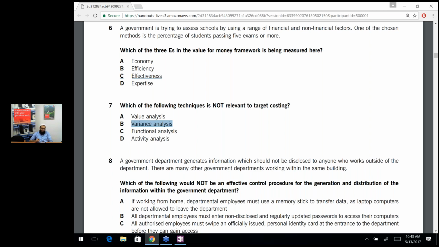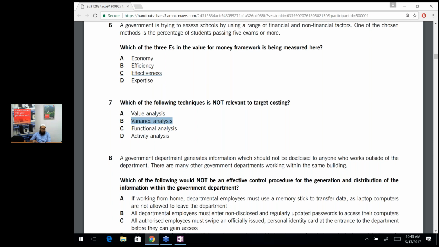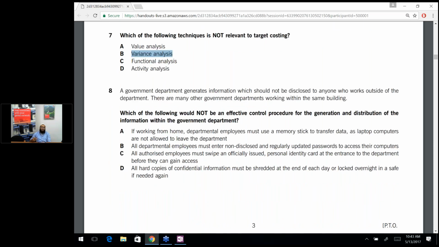Then comes MCQ 8. Once again a theoretical one. Now just check the frequency of theoretical and calculative MCQs. Just gauge whether the 15 MCQs of Section A include more theory or more calculation, or whether it's balanced. MCQ 8. A government department generates information which should not be disclosed to anyone who works outside the department, which means you need to maintain confidentiality.